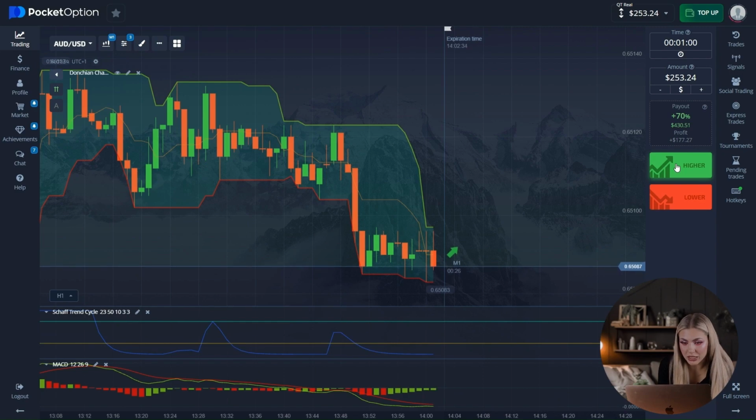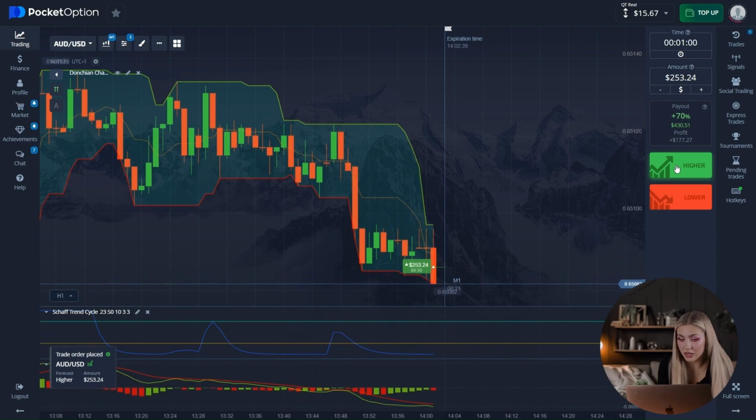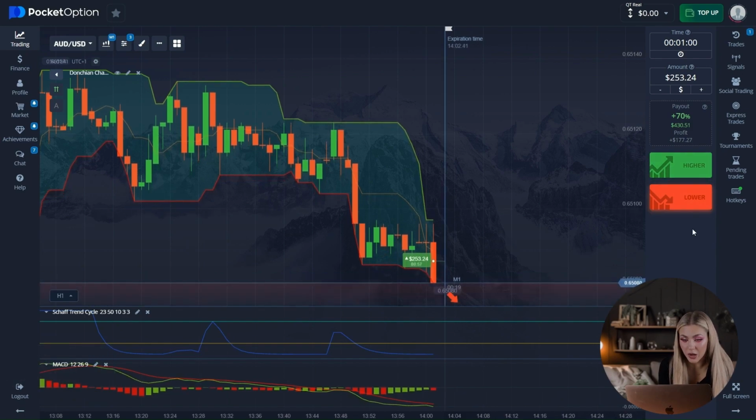Attention friends, the chart is again dropping to the support level now. So I see no reason not to earn again, and I am opening an option to buy.